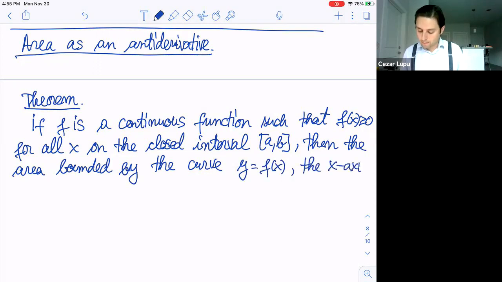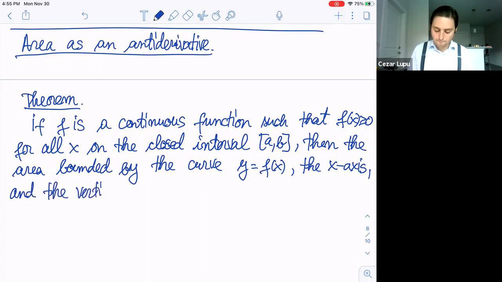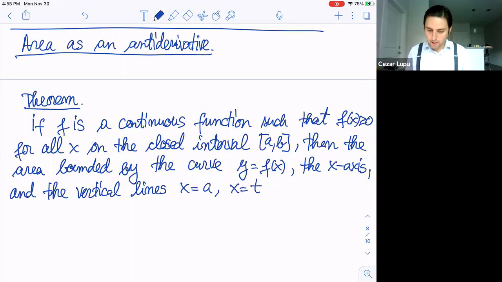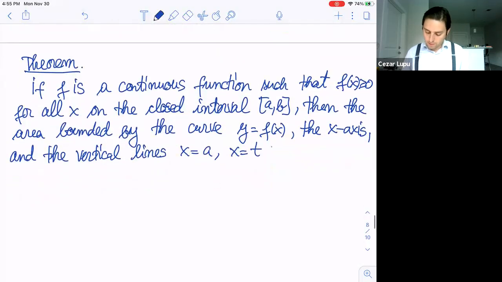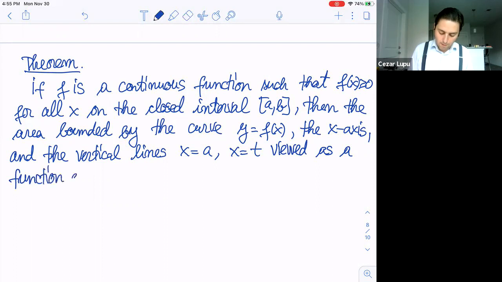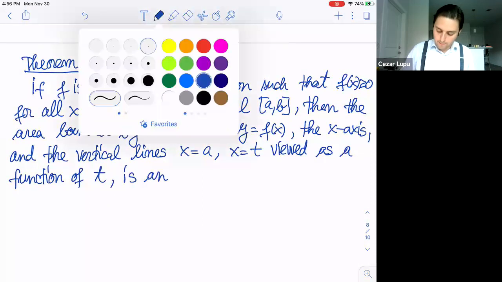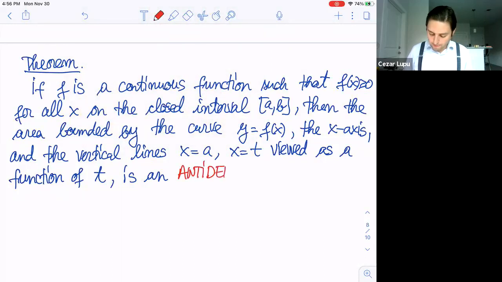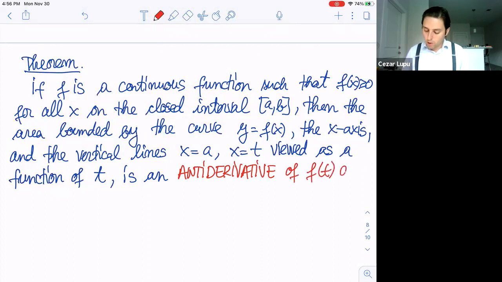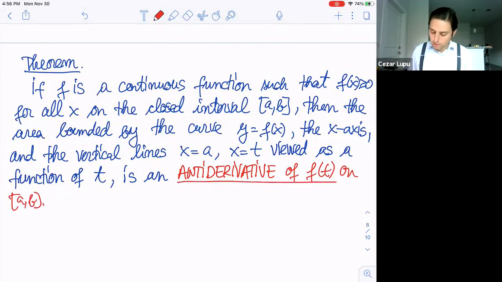the x-axis and the vertical lines x equals a and x equals t, viewed as a function of t, is an antiderivative of f of t on the interval AB. So that's what we need to know.